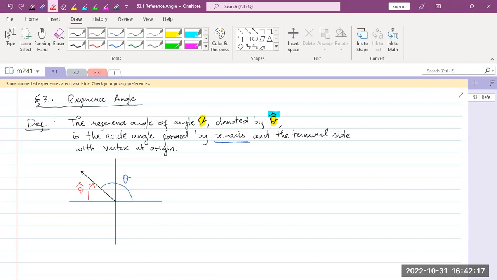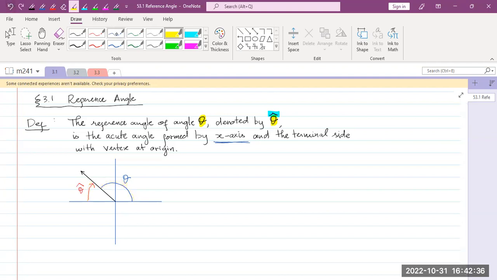For example, in this situation, if theta is in quadrant 2, right, the angle is in quadrant 2, then the reference angle, as you see, the reference angle for this theta in quadrant 2 is this acute angle here.